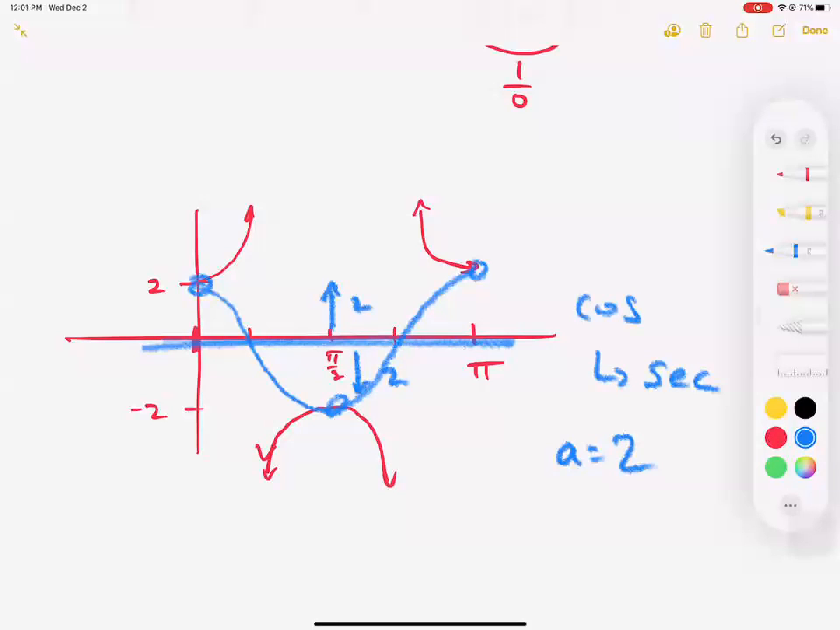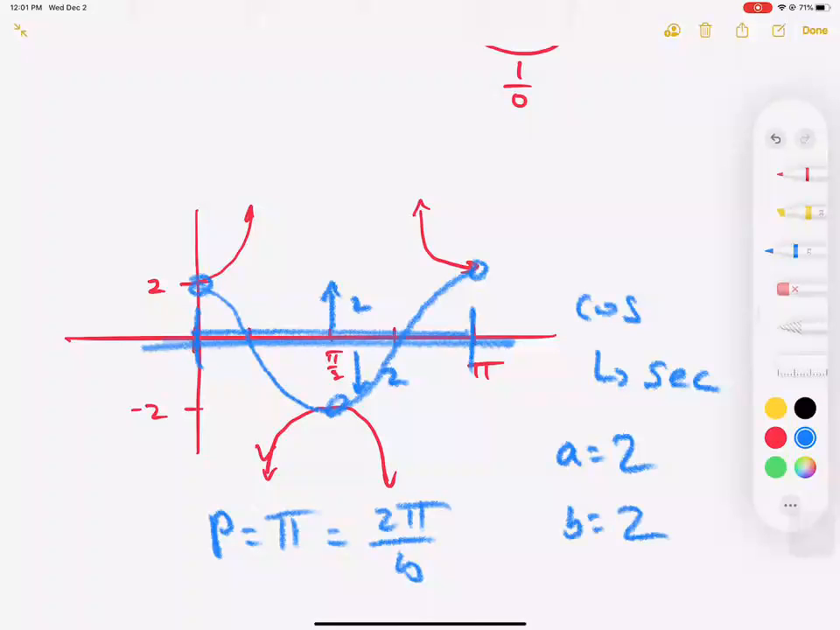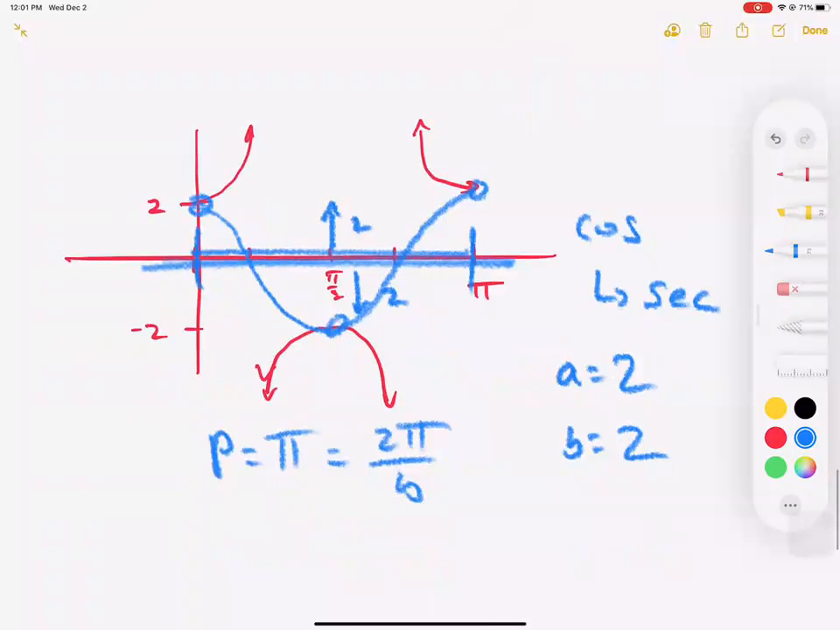What's the period? The period from 0 to pi, that's my period. If the period is pi, what is the B value? 2 pi over B. Maybe you could guess what the B value is. The B value is 2, because 2 pi divided by pi is 2. If you also want to look at this as frequency, how many times would you see the graph happen? You would have to see the graph happen twice by the time you hit 2 pi, because the frequency is 2. That's another way of looking at it.